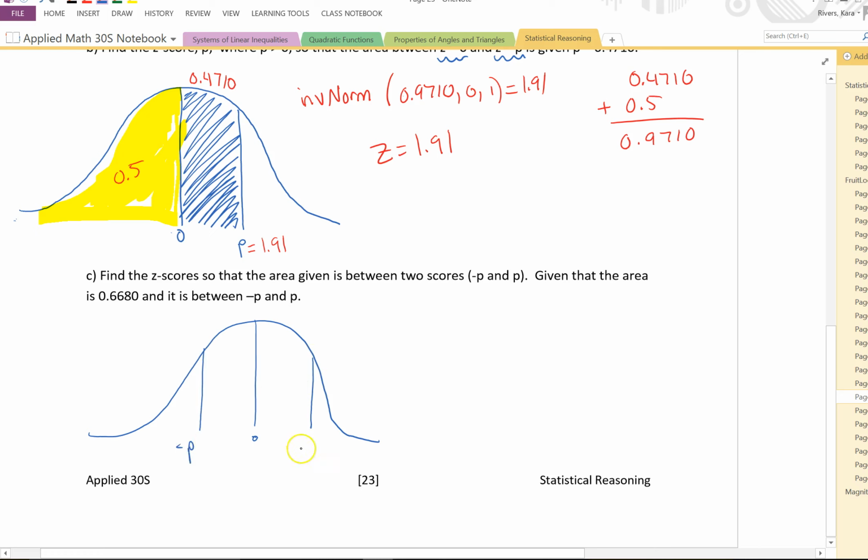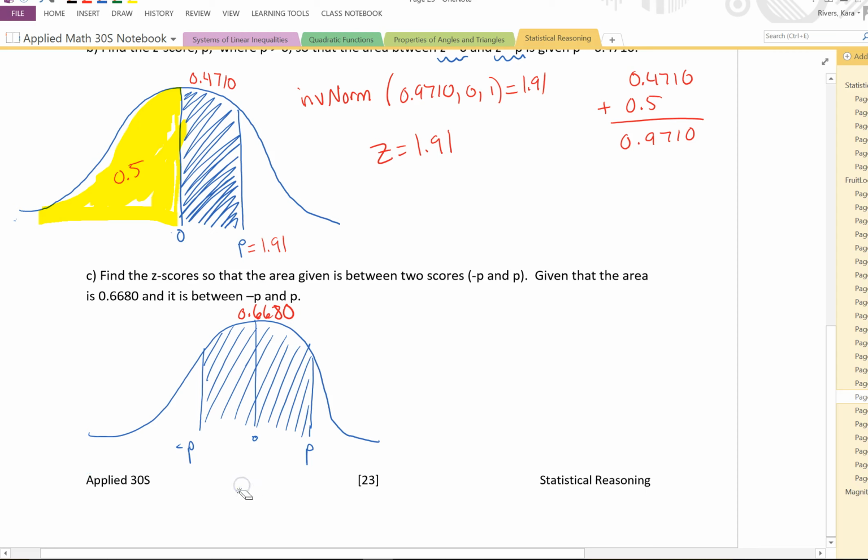So if this is negative P and this is P, then the area we're looking for is this area here between negative P and P. Not the area we're looking for, the area is given, and we're finding the z-score. So we're looking for the z-score that's associated with this area, and they're saying that this area is 0.6680. So again, the calculator is going to start at negative E99. It just knows that. I need to start from here, and I'm going to look for this value, right? And once you know that value, we should know that value as well because they're the same.